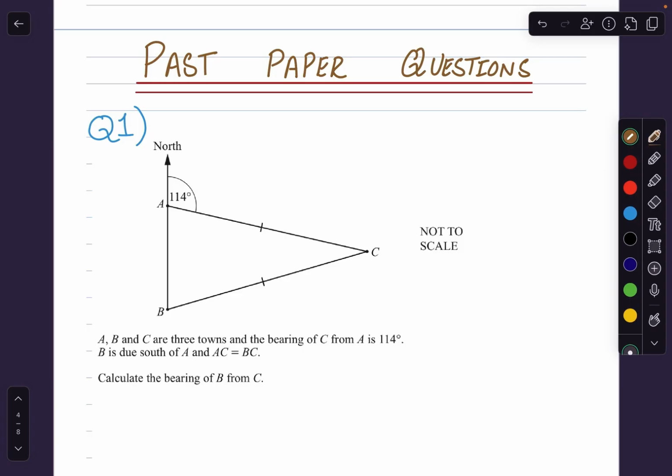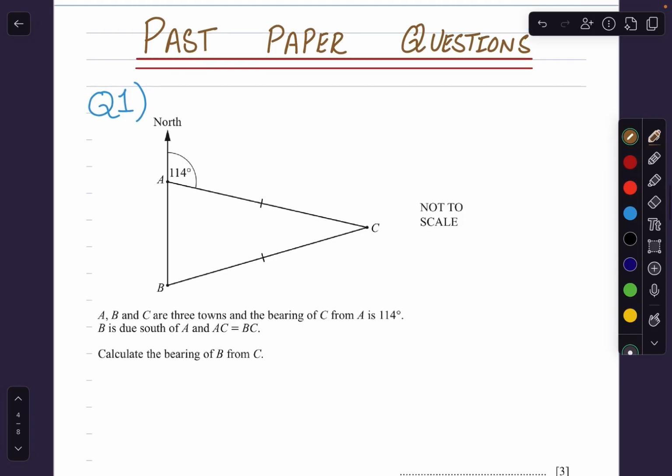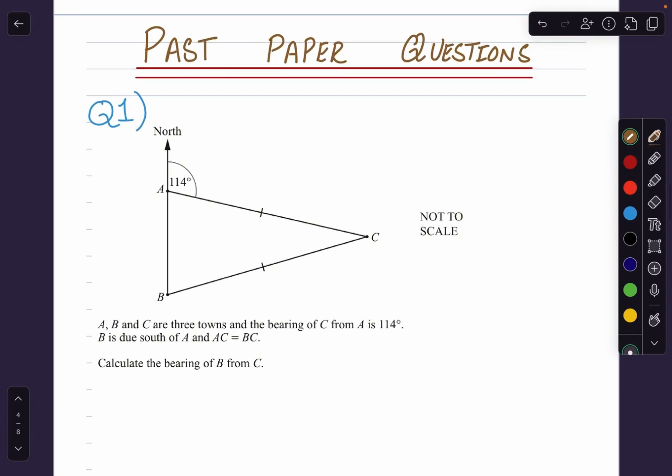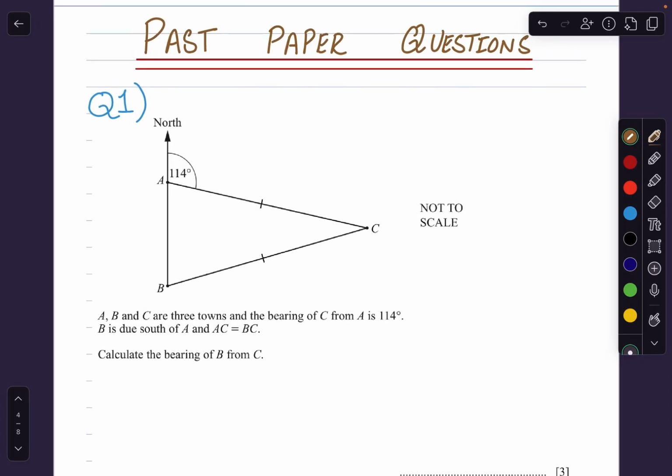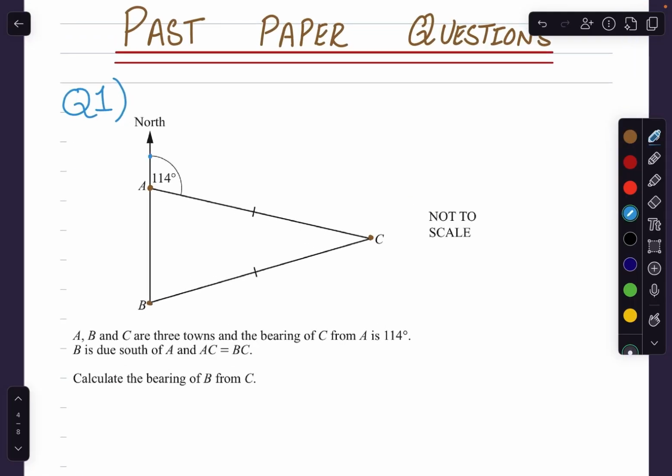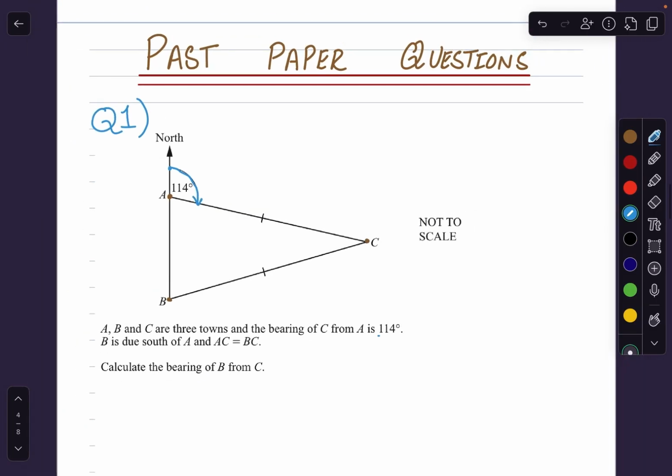Moving towards the questions on bearings, these are past paper questions taken from previous years. Question number 1 says that A, B, C are 3 towns. We have been given a point A, a point B, and a point C. The bearing of C from A means from the north at A, you go clockwise till the line to C, which is 114 degrees. So the bearing from A to C is given.